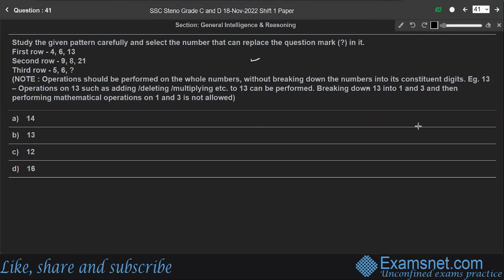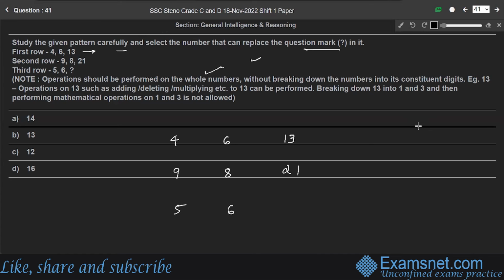Question number 41. Study the given pattern carefully and select the number that can replace the question mark in it. Here in the first row, we have 4, 6, and 13. In the second row, we have 9, 8, and 21. And in the third row, we have 5 and 6. We need to find the third number in the third row. Here is a note that the operation should be performed on the whole numbers.